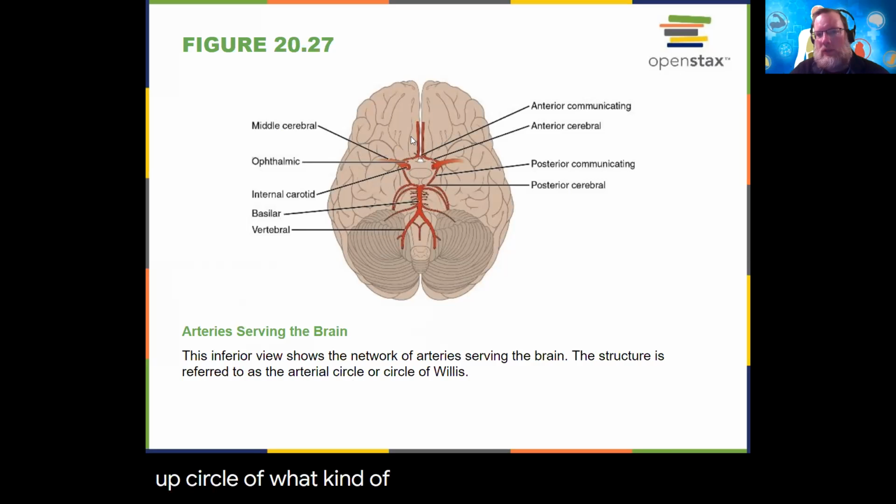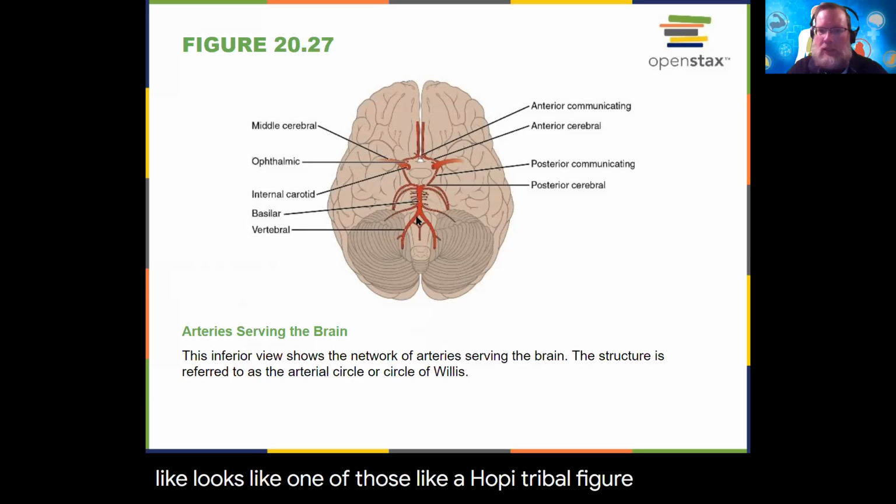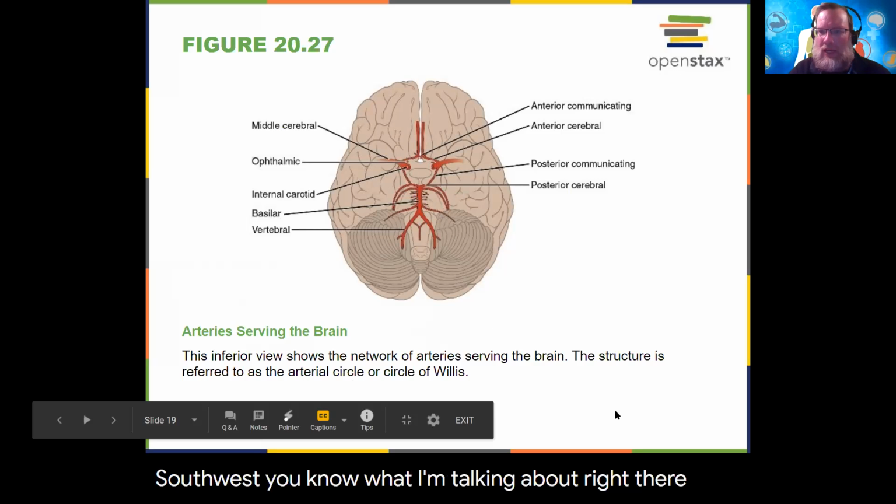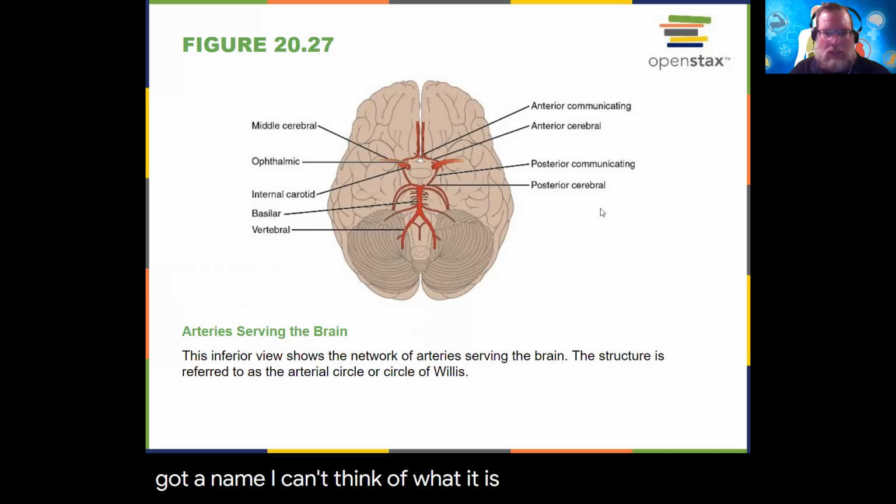It's kind of cool. This whole little area looks like one of those Hopi tribal figures, like a Southwest. You know what I'm talking about, right? It's got a name. I can't think of what it is.